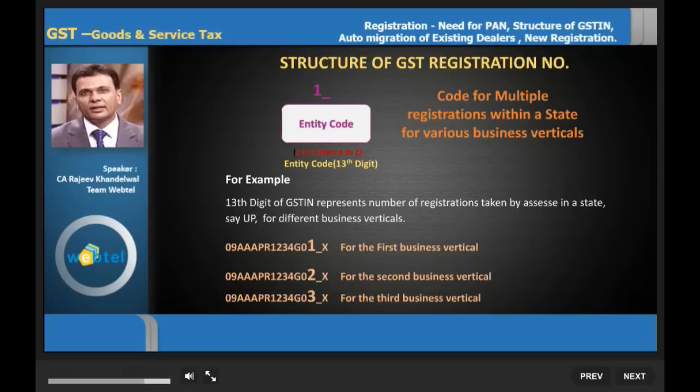And how many registrations can we take presently? Yes, 35, because first we will use 1 to 9 and then we will use A to Z. So presently 35 registrations for 35 different business verticals within the same state can take place.